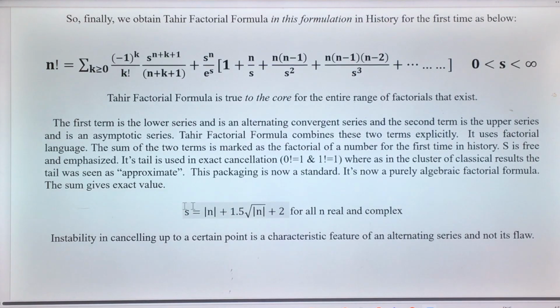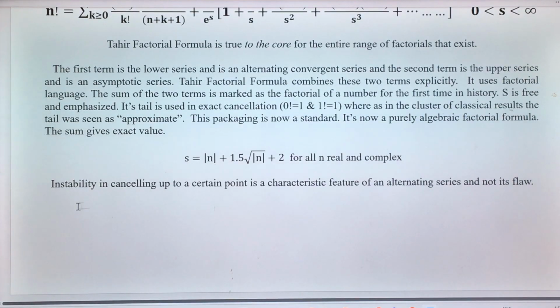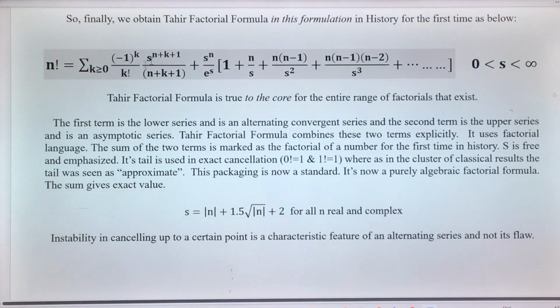So you can use this simply. The coefficients are simple too, 1.5 and the square root, and it's very simple. You can use this for any n to calculate the factorial. Okay guys, the instability in cancelling up to a certain point for the convergent alternating series, before you start getting a convergent value, is a characteristic feature of an alternating series and not its flaw.